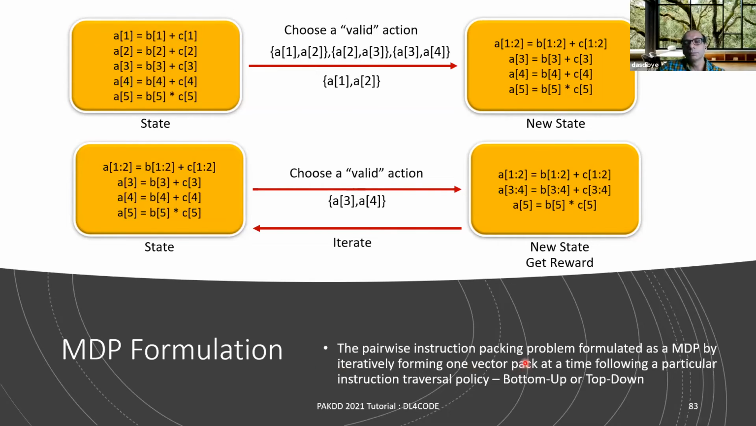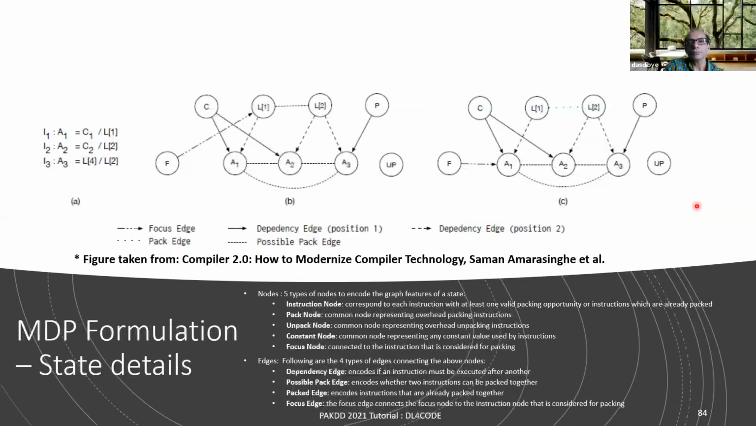And the pairwise instruction packing problem can actually be posed both as a top-down problem or a bottom-up problem. So you can pack coming from top to down, or you can pack going from bottom to up. In the paper, they showed that it's slightly more advantageous coming from top to down, but maybe in some cases the other way will work better.